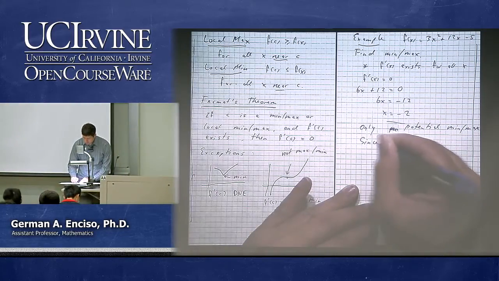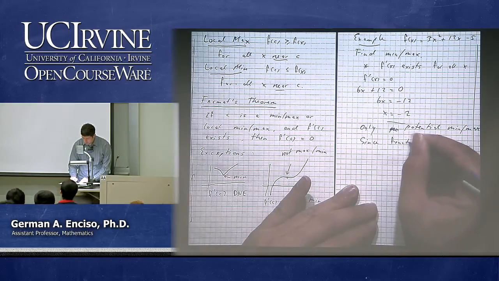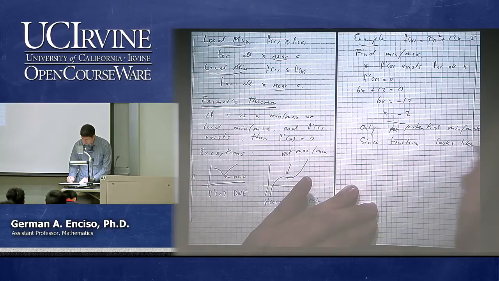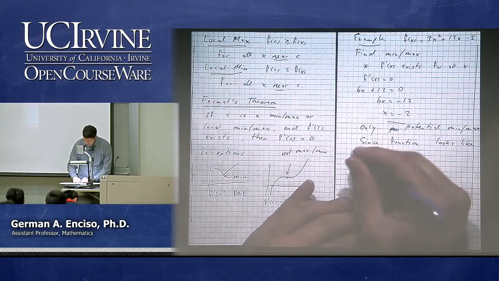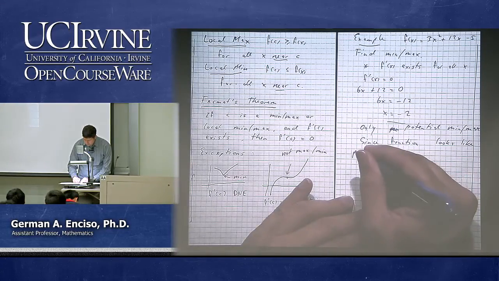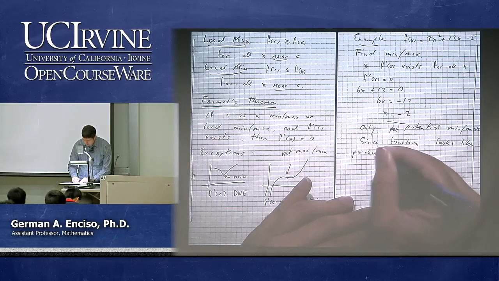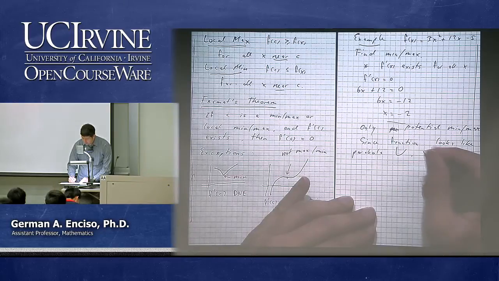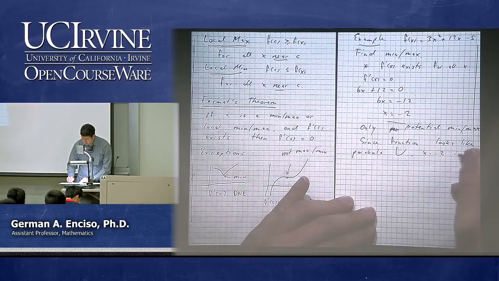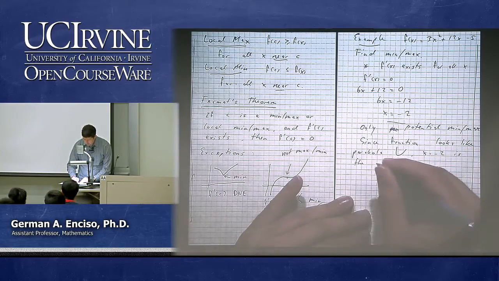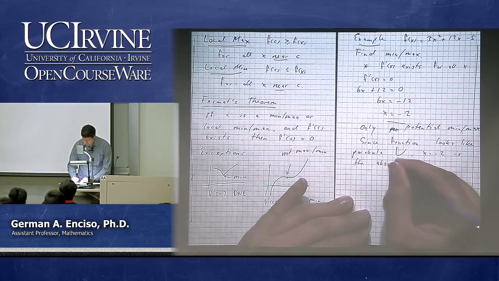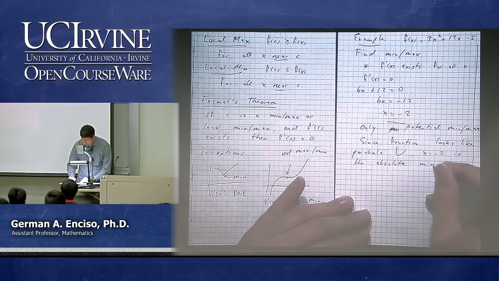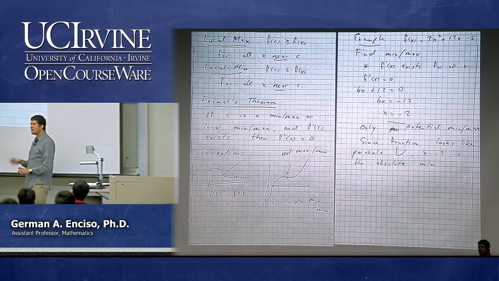Since the function looks like an upwards parabola, x equals minus 2 is the absolute minimum. So you have to be a little bit intuitive about it.